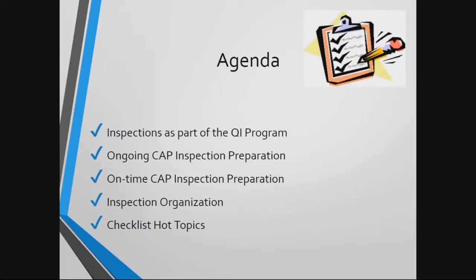So with that in mind, the agenda for the presentation this afternoon will include the following items in relation to CAP inspections of the Anatomic Pathology Laboratory. We will first talk about how inspections play a role as a key component within a quality improvement program. We will discuss ongoing methods of preparing for CAP inspection. We will talk about activities that should be performed on time for inspection day. Our discussion will then take a turn towards inspection organization, and then finally we will touch upon several checklist hot topics and ways to address them.